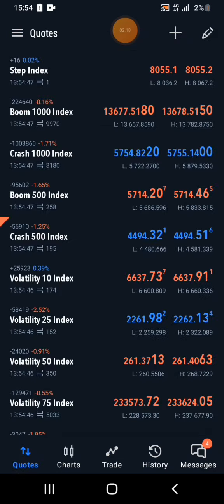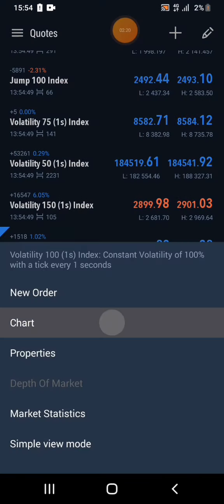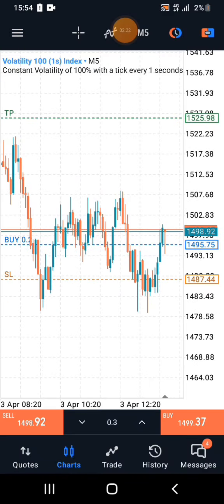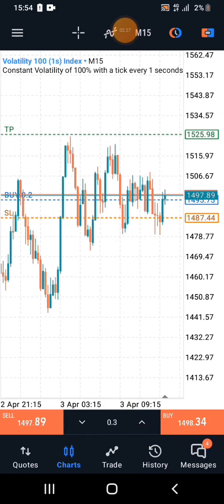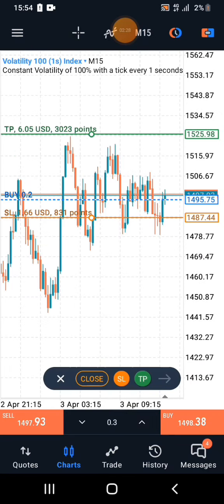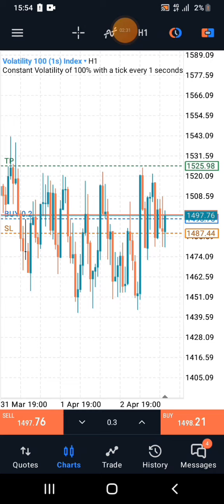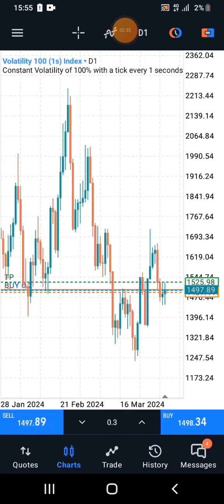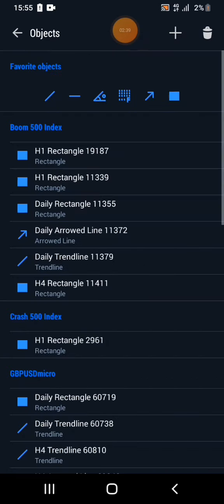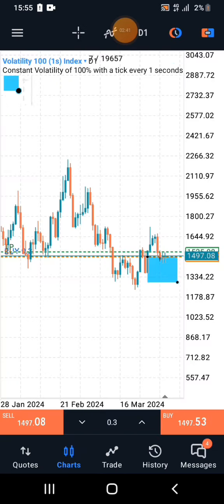Plus I also took a losing trade almost somewhere here, and as you can see I took this trade on Volatility 100. I just took a small trade. The stop loss is just $1.66. Let me go on the daily, and if I can zoom in, the market has been rejected by this big daily order block.